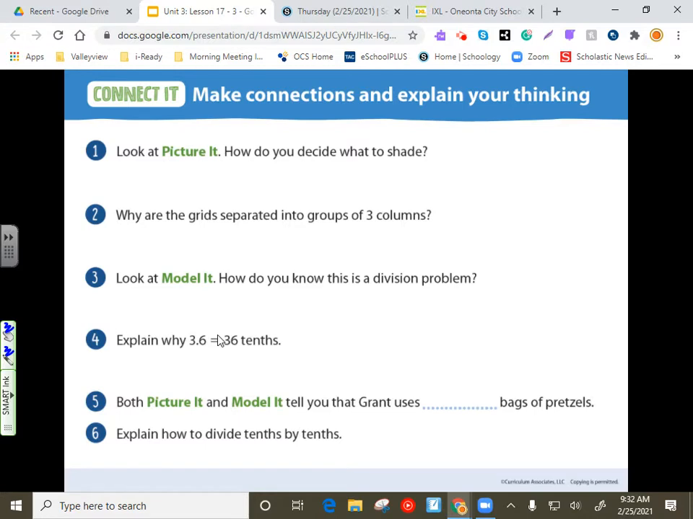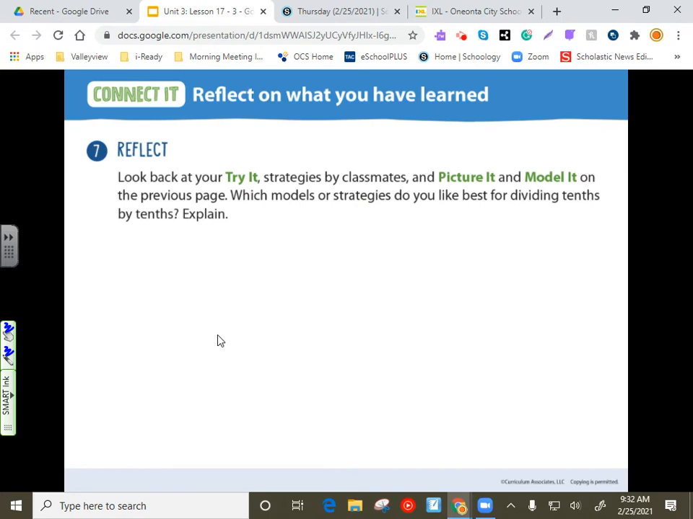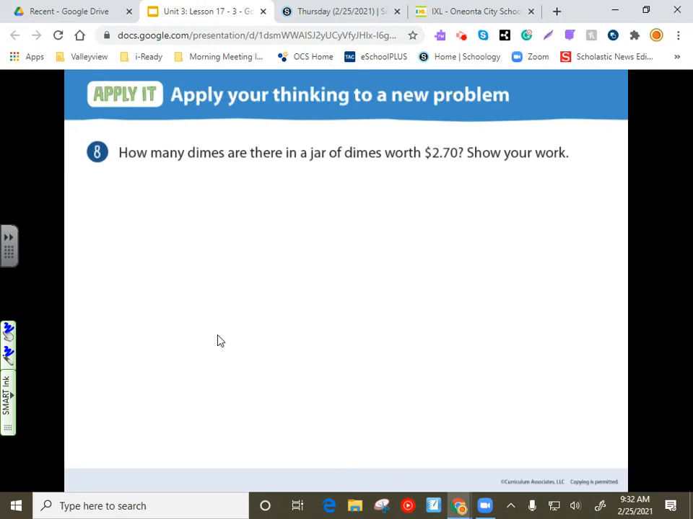All right, so we've got 3 examples to do. If you turn the page to page 360, I've got some different techniques we're going to try out. We can skip 7. How many dimes are there in a jar of dimes worth $2.70? First things first, when we're dealing with money and dollars, we've got dimes and we've got a total here. Let's write down the fact we know. We know there are 10 dimes in $1. That's just a fact.